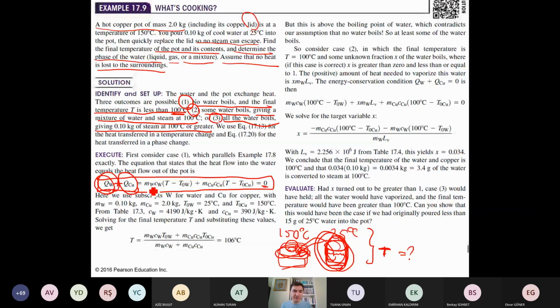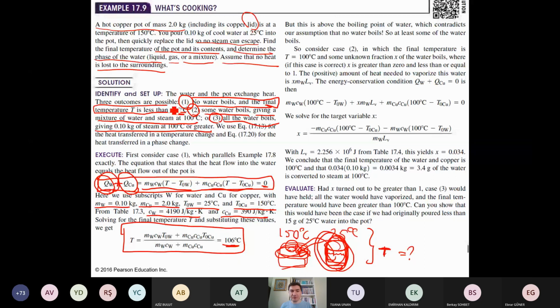And if you solve this one, here we have specific heat of copper, specific heat of water, okay, and mass of copper pot, initial temperature of water, initial temperature of copper pot, and mass of water. So if you use all the things in the equation above, then we will have this expression. Okay, so this is the final temperature of the system, if you consider that no water boils and the final temperature is less than 100 degrees Celsius.